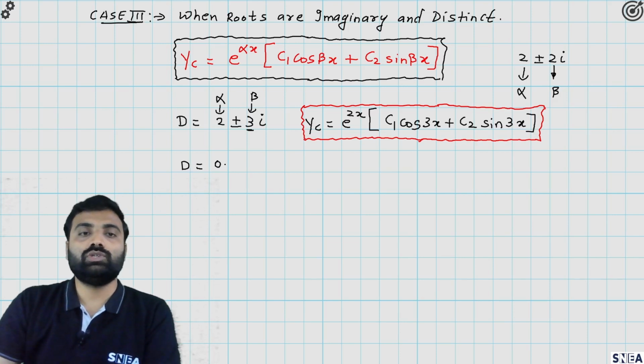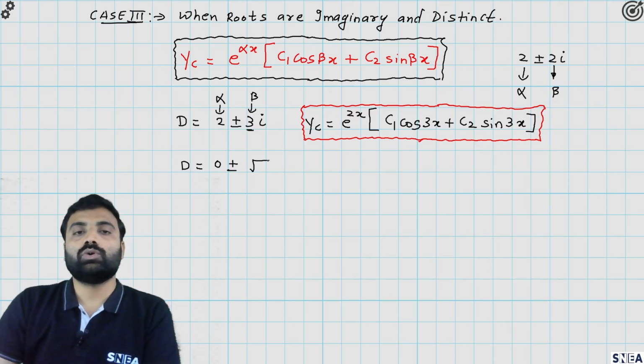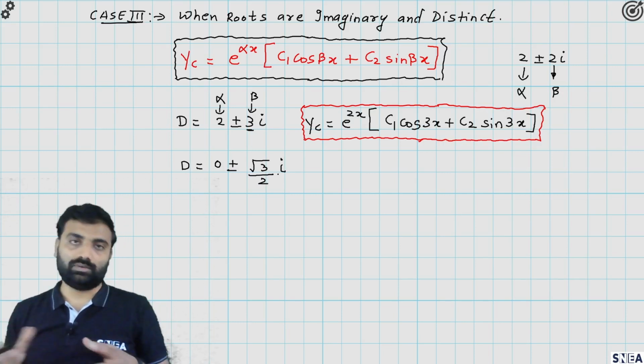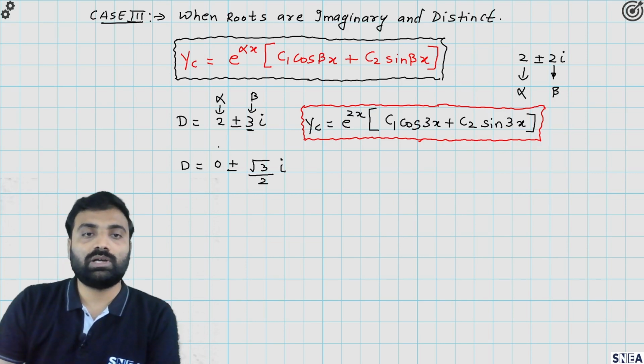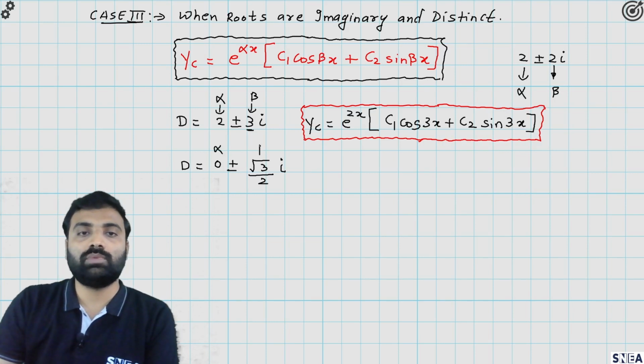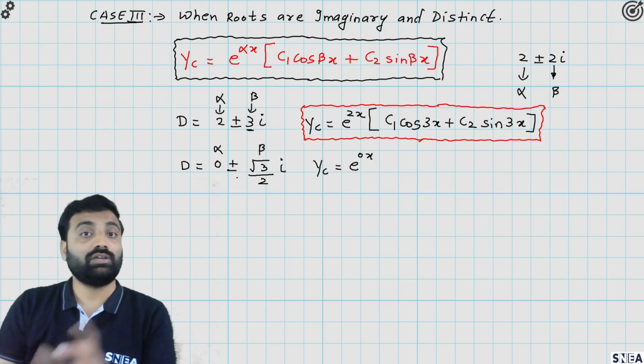Suppose the roots are 0 plus minus root 3 by 2i. If such a root came, students, then 0 is alpha and root 3 by 2 is beta. So yc will be e raised to 0x, because the value of alpha is 0.